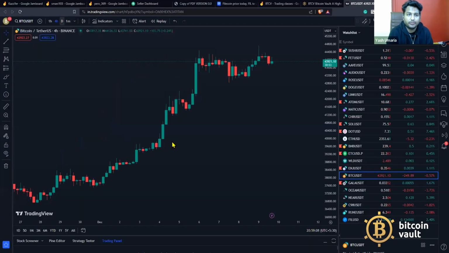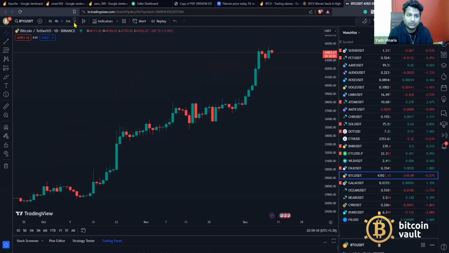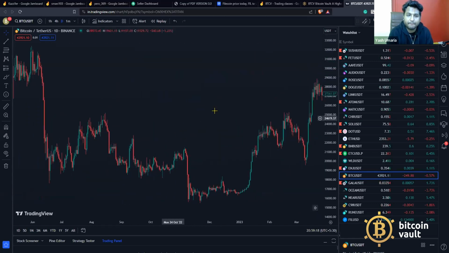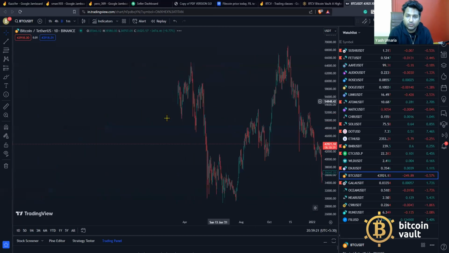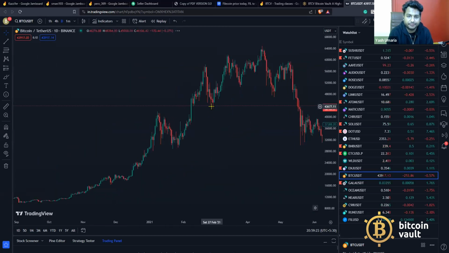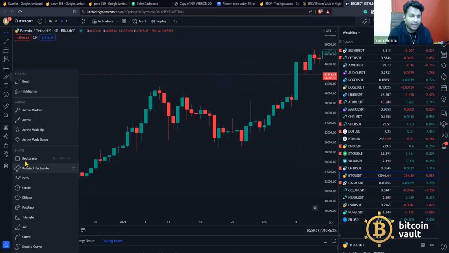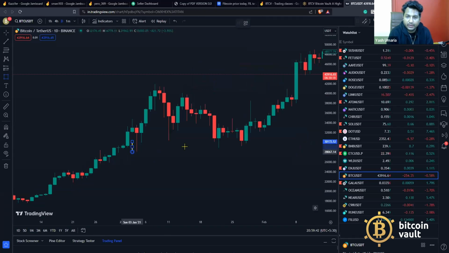Let's go on the Bitcoin chart. As you can clearly see, I've chosen a 1-day time interval chart. Let's draw a proper support right around here. On the left hand side, we have different tools on TradingView, and I'm going to use the sixth tool, which is geometric shapes. Here we have the rectangle option. I'm going to choose it and create a rectangle right around here.